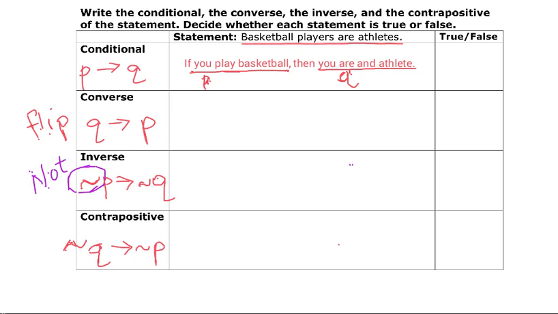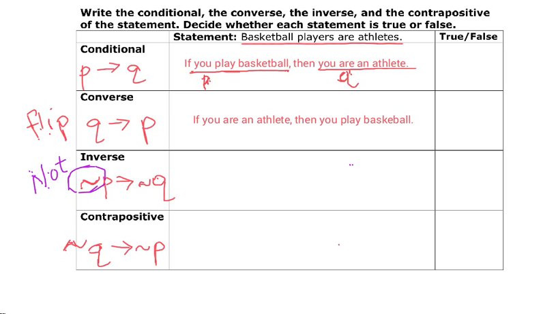So for the converse, we need to put the athlete part first and then the basketball part second. So if you are an athlete, then you play basketball. For the inverse, we need to go back to the original order, and we need to put the negation of each of those in there. So if you do not play basketball, then you are not an athlete.